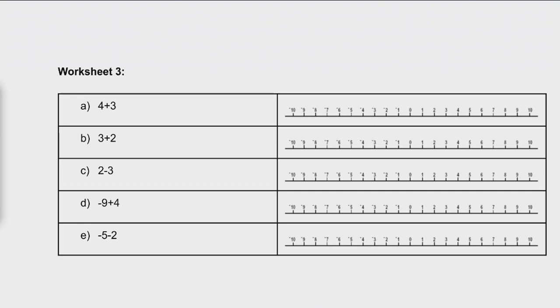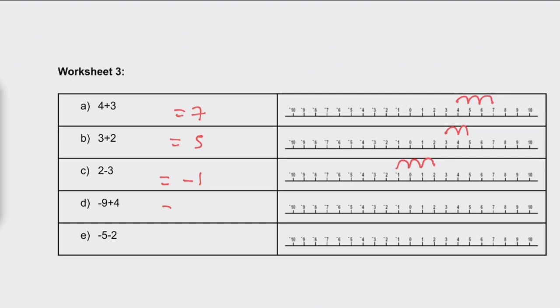Okay, now let's go through this together. Our first question is 4 plus 3. We start at 4 and go right because it's a plus, by 3 places: 1, 2, 3, we end up at 7. The next one is 3 plus 2. We start at 3 and go right 2 places: 1, 2, and we end up at 5. The next one is 2 minus 3, so we start at 2 and go backwards, or left, 3 places: 1, 2, 3, and we end up at -1.